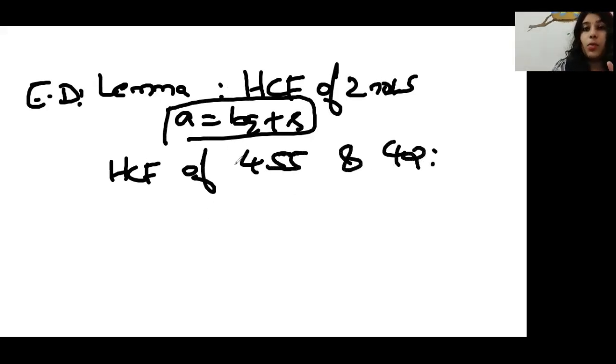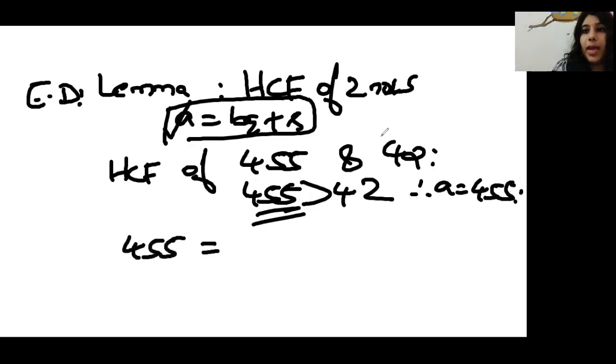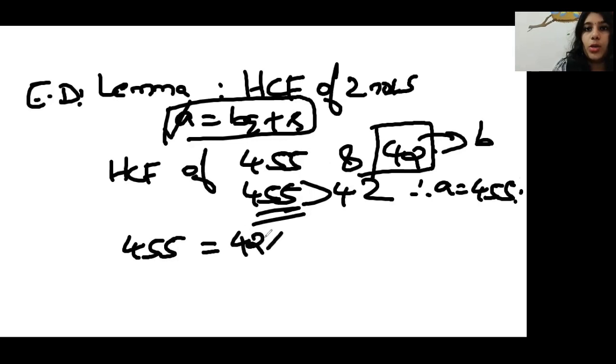First, you understand which is the higher number. That will be the A, because we know the total will be A. It cannot be less. So which is the greater number? This 455. Therefore A is 455. So we know that 455 is equal to, we have to find the common factor. HCF means highest common factor. So for taking anything common, it should obviously be a multiple of 42. So this will be our B now. So instead of B, I'm putting the value 42 into, so 42 into what, plus a remainder also should be there.